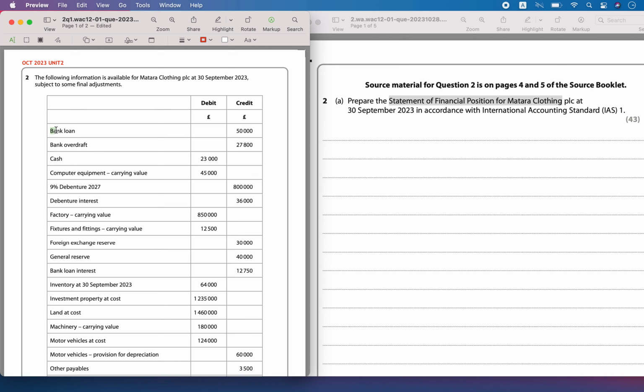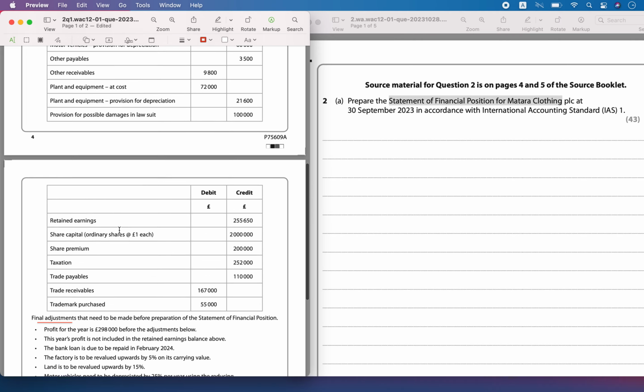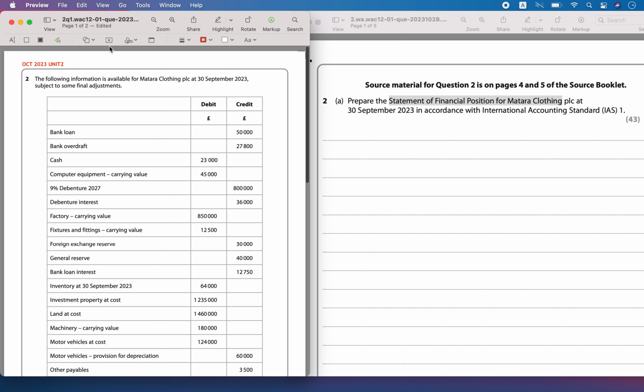Now let's mark that. So let's see. First one is the bank loan. Generally it is a non-current liability, which means you need to pay over a long period of time, but here we have to verify the final adjustments. It says that the bank loan is due to be repaid on 1st February, in February 2024. So this means that this is a current liability.